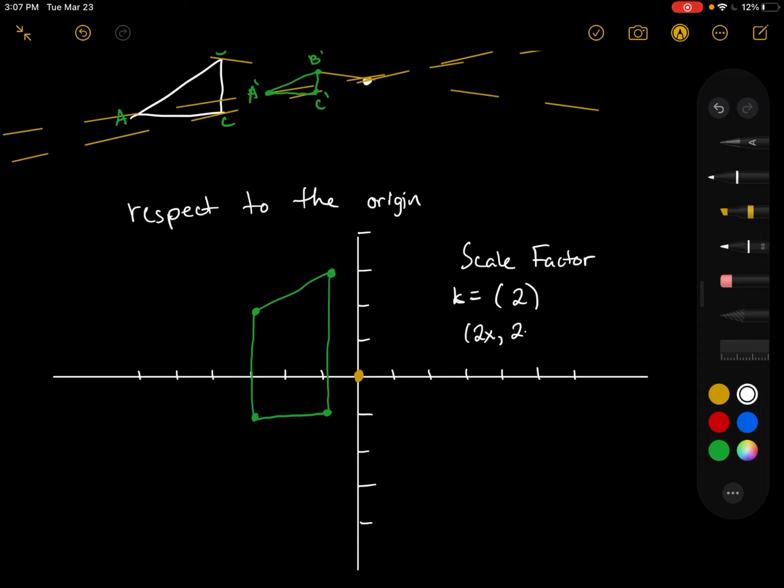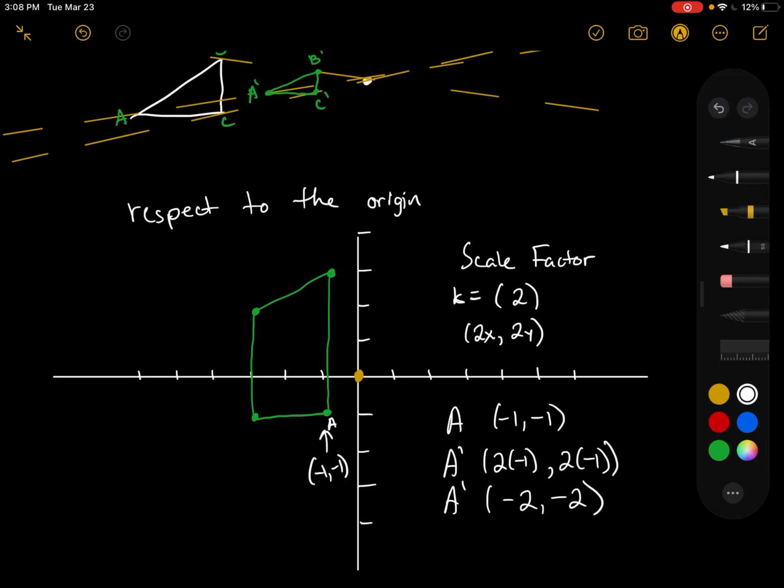So how this works is you take all of your XY coordinates and you multiply them by 2. So it's like a rule. Like we've been doing these rules with rotations and reflections and all of those things. So now instead of changing the signs of them, we're going to multiply the X and the Y coordinates by the scale factor. So here we have -1, -1. If we're going to take this point A and dilate it, so if A is -1, -1, A prime would be 2 times -1, 2 times -1. Or if we fully solve that, it would be -2, -2.